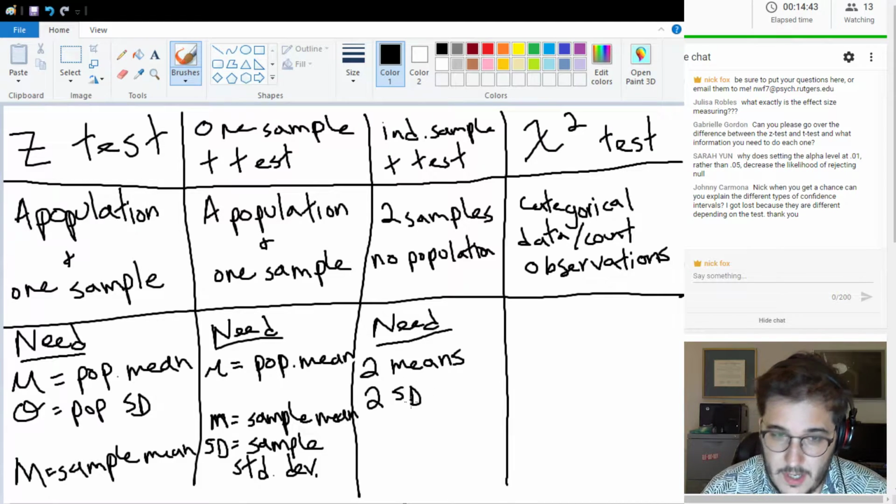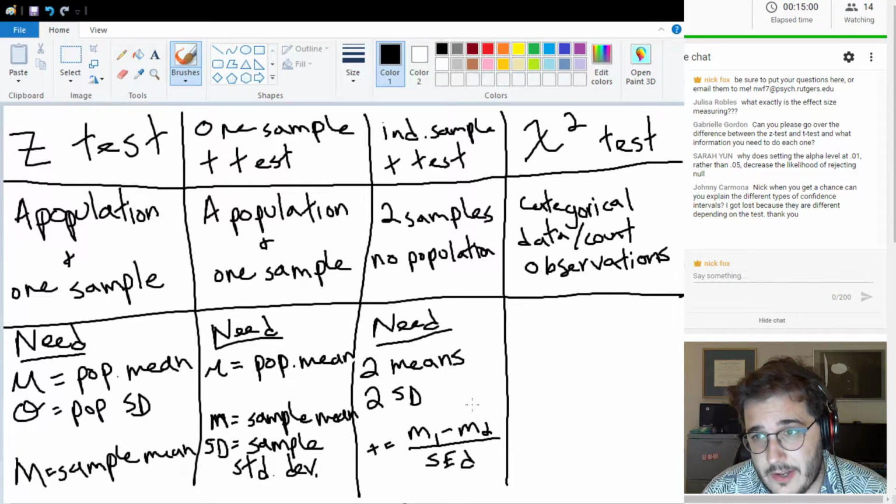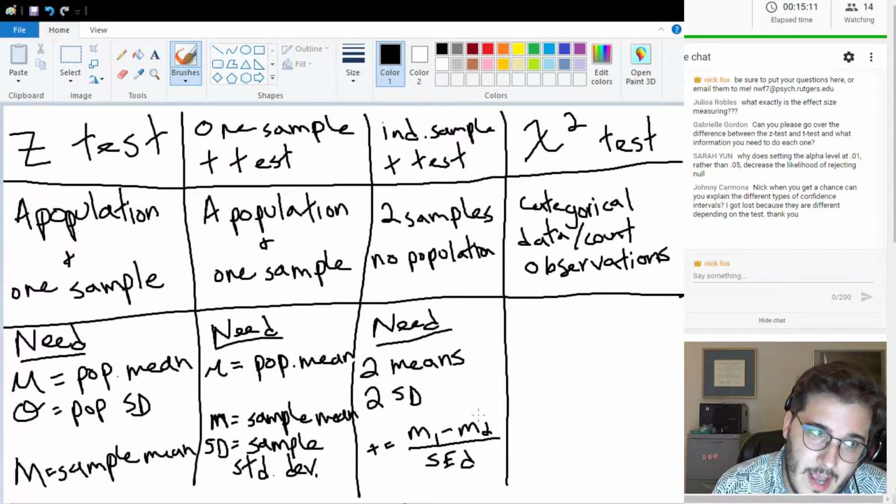And that's it. So remember that t equals m1 minus m2 divided by the standard error of difference. The standard error of difference is calculated by taking the square root of the sum of the squares of the standard error of the mean for group 1 and the standard error of the mean of group 2. And those are both calculated using the standard deviation of each group. Oh, and the sample size.